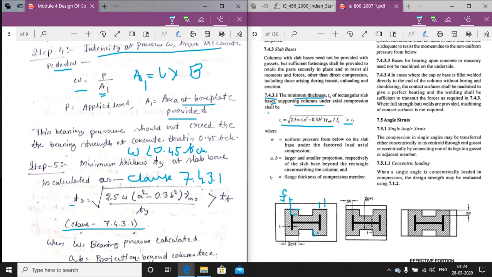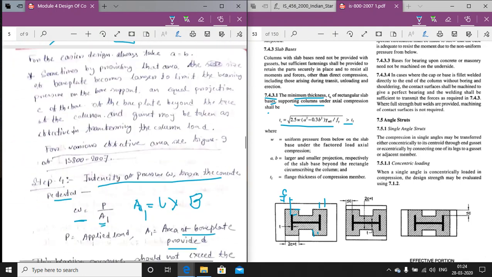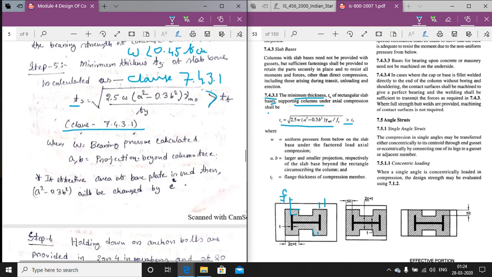So TS will be equal to this value, where W is the bearing pressure that we have calculated, A square minus 0.3 B square into gamma M0 by Fy, where A and B are the projections, the values we have calculated. This is A, this is B. The minimum thickness that will be taken will always be greater than the thickness of the flange. Okay, this is the thickness of the flange.